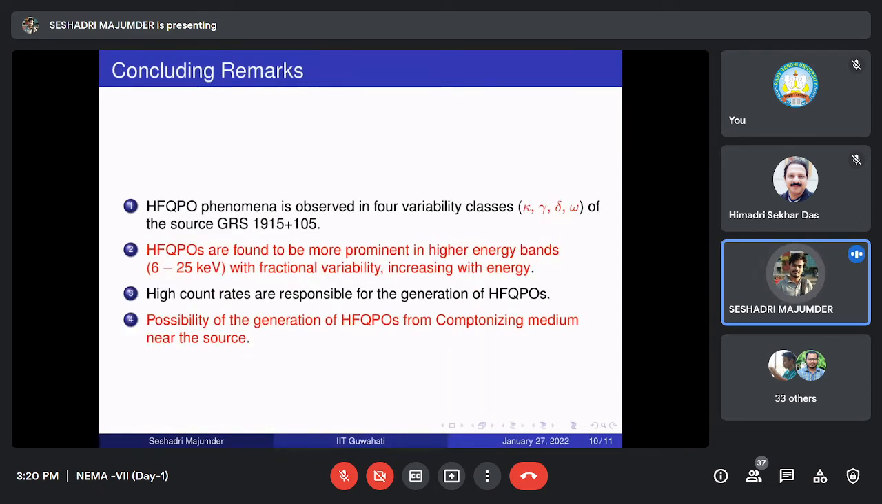So we have observed the high frequency QPO in these 4 classes, and the QPOs are found to be more significant with more RMS amplitude in this particular energy band. Also from the RMS spectrum, we can see that the RMS amplitude is increasing with energy, and again decreasing. And from the dynamic analysis of PDS, we see that the high contrasts are actually responsible for the generation of high frequency QPO. And from the spectral and timing correlation, we can conclude that these QPOs originate due to the oscillation of the quantizing corona near the source.